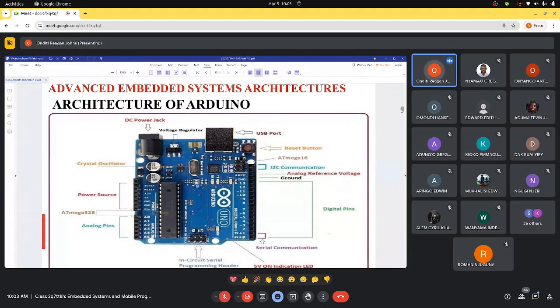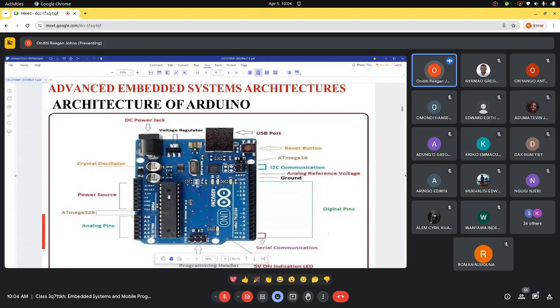The TX and the RX pins, the serial communication pins, are down there. We have an indicator on the board. The header for pre-programming these boards is also there. The in-circuit serial programming header is down somewhere here. You can have a look at that. On this other side, we have the analog pins. They're only 6, A0 to A5. We're going to see how beautiful these pins are.